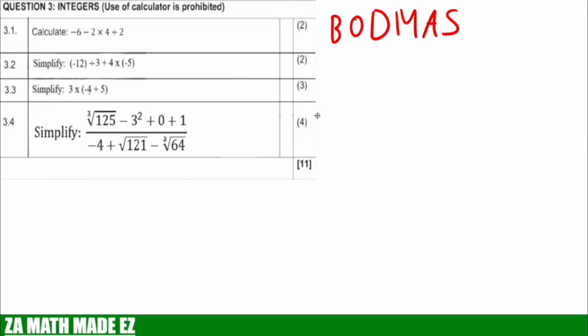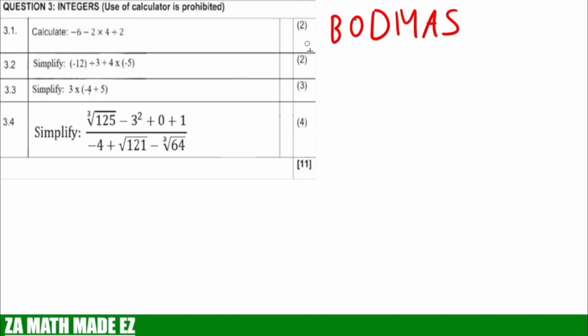3.2, simplify minus 12 divided by 3 plus 4 times minus 5. This again is just BODMAS. So let's first do the division part over here. Minus 12 divided by 3 is minus 4 plus 4 times minus 5. And then next we do multiplication. That's 4 times minus 5 is equal to minus 20. And it's minus 4 minus 20, and it's just minus 24.